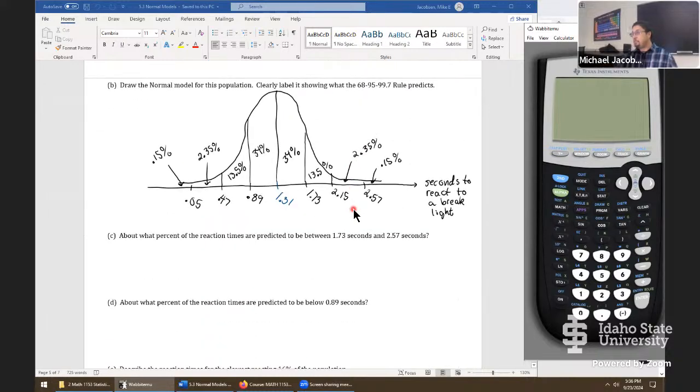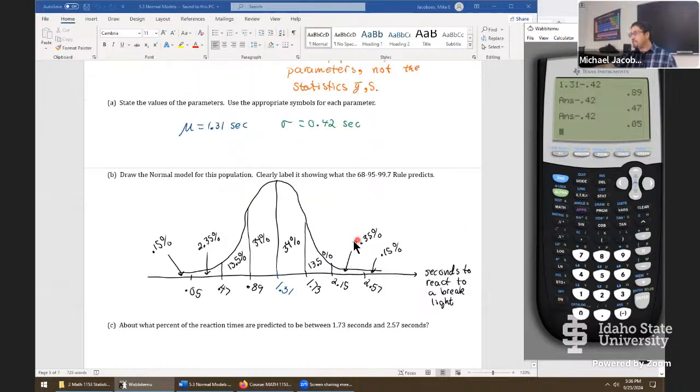Doing that, we used the percentages we looked at at the top of the chart in these notes, and we drew the normal model. There it is drawn, kind of shaky hand. Looks like I had a lot of coffee that day. And we labeled it showing what the 68, 95, 99.7 rule predicts. That just means we put down these tick marks. This is 1 deviation to the left, 2 deviations to the left, and so on. And we threw in the percentages.